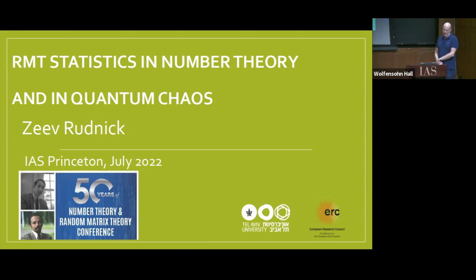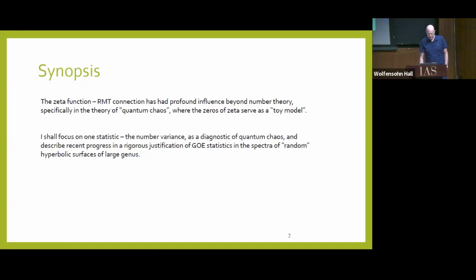So I want to continue on this theme of random matrix theory and its natural sciences, less so in number theory, more to do with quantum chaos, which is what John Keating was alluding to. As we saw, the global impact of the connection between the Riemann zeta function and random matrix theory, and we heard a lot about its impact in going from random matrix theory to the zeta function.